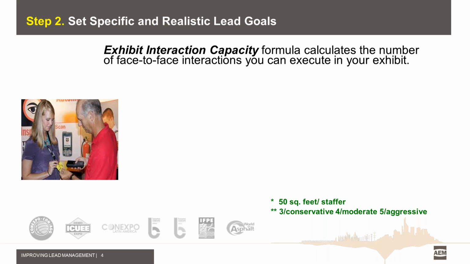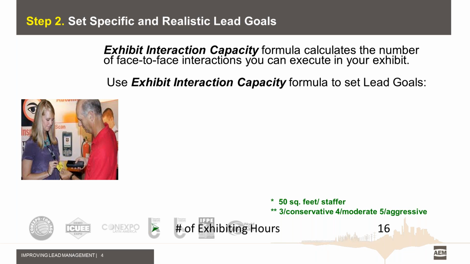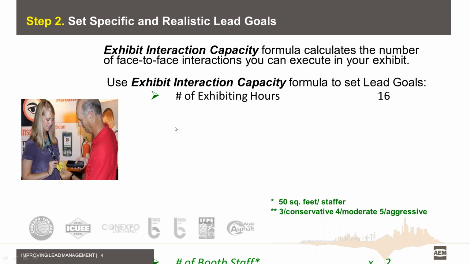I want you to pick a show that's on your calendar and go ahead and run this formula with me right now. Okay, so it starts off with the number of exhibiting hours in the show. In my example, there are 16. How many hours are in your next show? Second, how many people are going to be staffing your booth on average for all 16 hours?